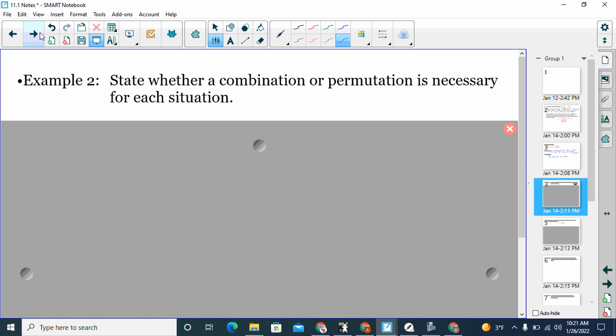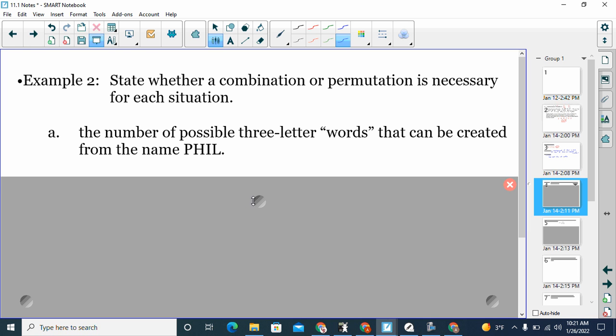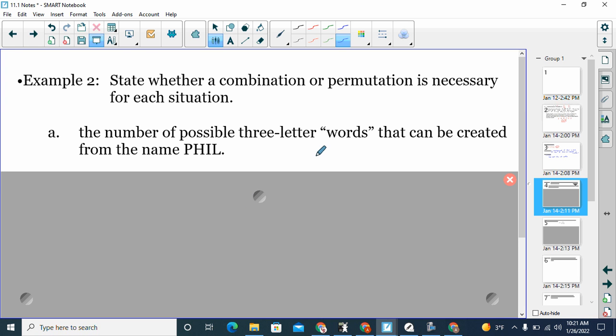So let's take a look at a couple examples here where we are simply trying to decide if a permutation or a combination is necessary. My first example says the number of possible three-letter words that can be created from the four letters P-H-I-L. Words is in quotes here. I don't care if they're real words. They don't even need to have a vowel in there. L-P-H, we're going to count that as a word.